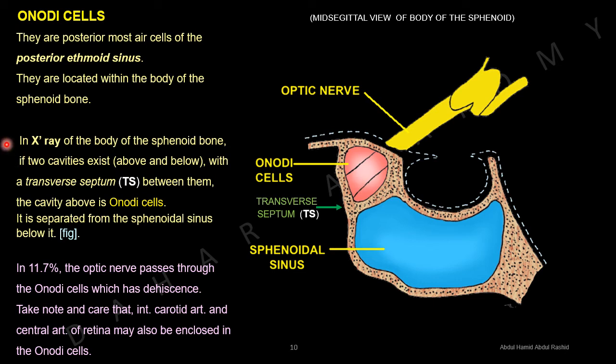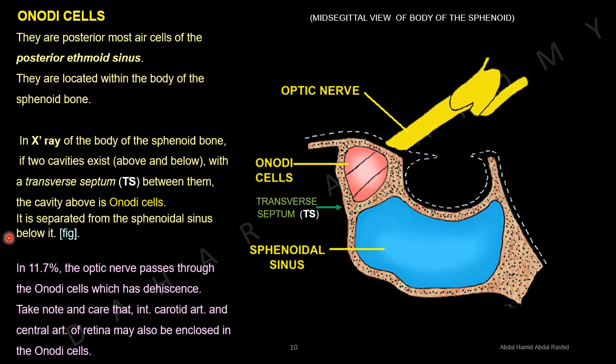In X-ray of the body of the sphenoid bone, if two cavities exist above and below with the transverse septum between them, the cavity above is Onodi cells. It is separated from the sphenoidal sinus below it.